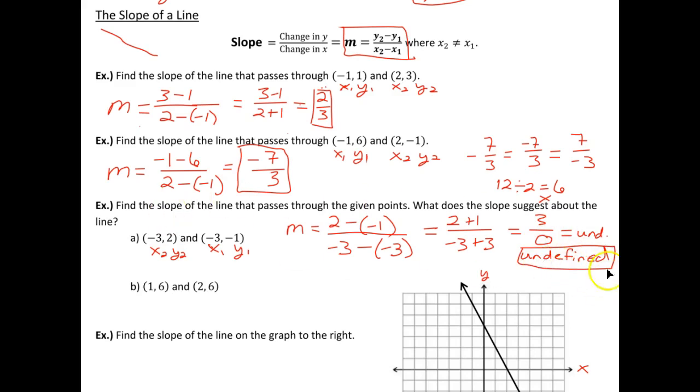Now, what does this undefined slope suggest about the line? Well, looking at these points, we see that the x's are repeating. So if I were to graph this, I would go back 3, up 2. And then I'd go back 3, down 1. I'm going to end up getting a vertical line through x at negative 3. So if I have an undefined slope, it is representing a vertical line. Vertical lines have undefined slopes.